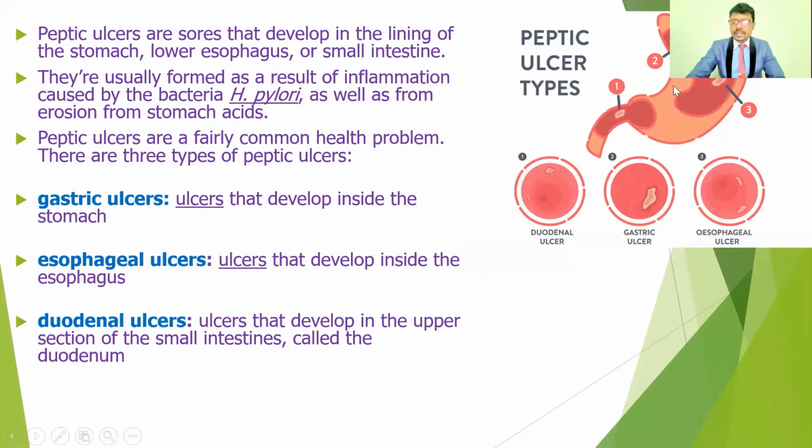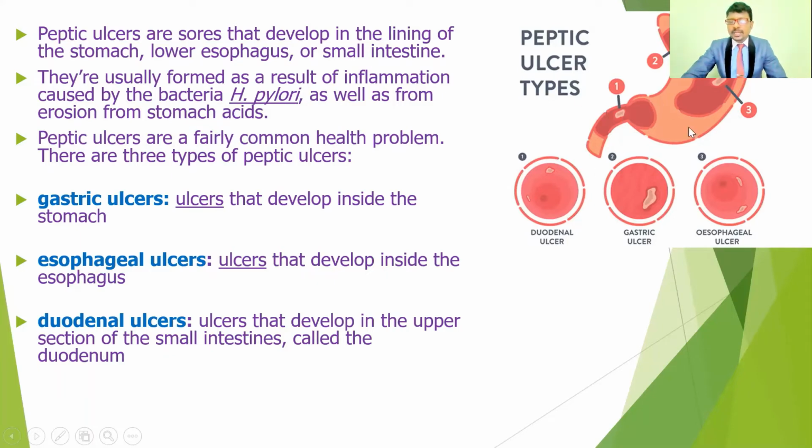Depending upon the site of involvement, it's divided into three types: duodenal ulcers, gastric ulcers, and esophageal ulcers. These are usually the result of inflammation caused by a bacterium called Helicobacter pylori, normally called H. pylori, as well as erosion from the stomach acids.